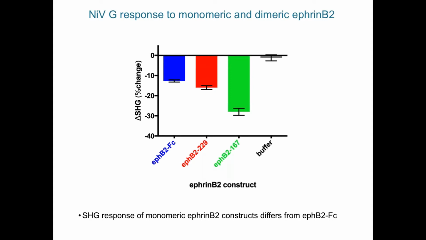There were differences in the delta SHG between all three FNB2 constructs. The robust response of the monomeric construct suggests that changes in the protein dynamics, rather than large-scale net conformational changes, are occurring.